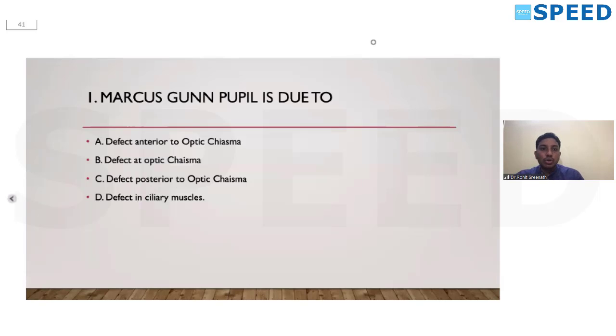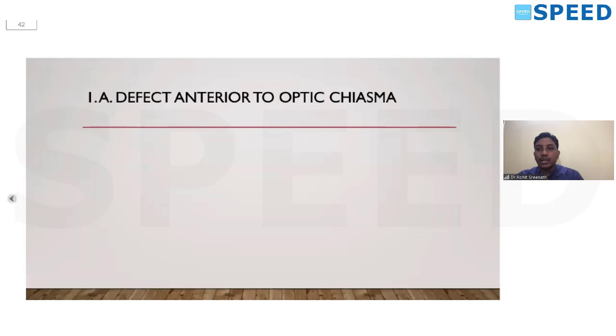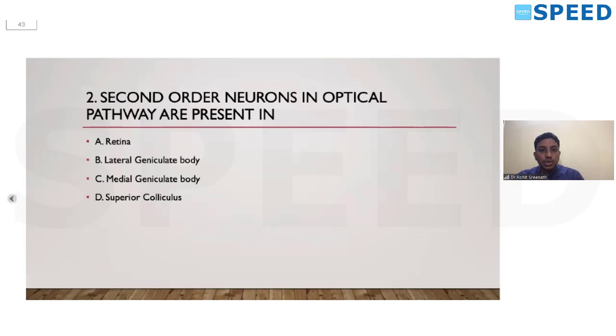Okay, so Marcus-Gunn pupil is because of the defect of the optic nerve. So the optic nerve lies anterior to the optic chiasma. So the answer is anterior to the optic chiasma. Next, the second order neurons of the optical pathway are present in.